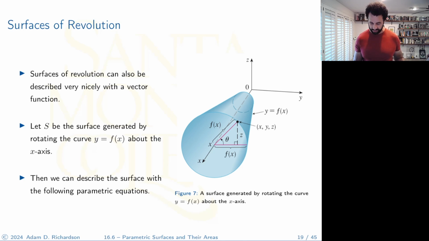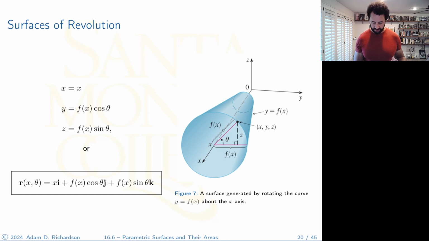What we can do is use right triangle trigonometry. If you think about it, we can find coordinates or component functions in each direction to describe which way you should go in each direction. And here they are right here. Because our function f is a function of x, we can let x just be x. That's our first parameter. And then if you look at the picture, we can describe y as our function times cosine theta, where theta is the angle. And you can see it right here.